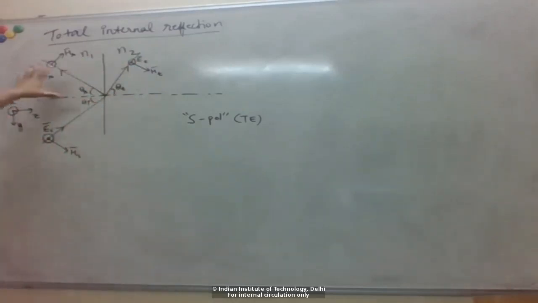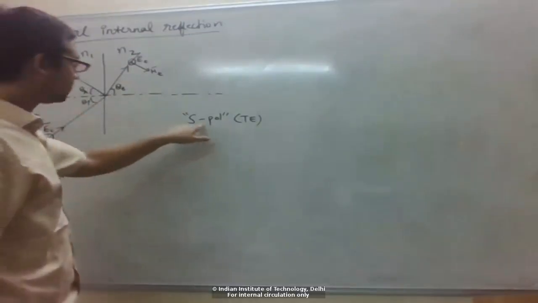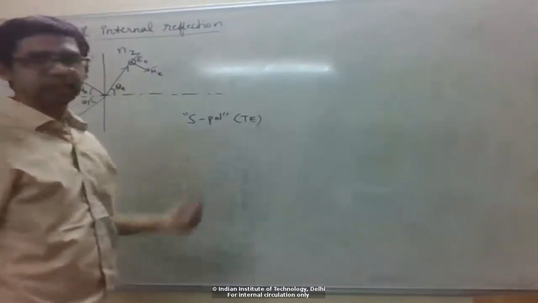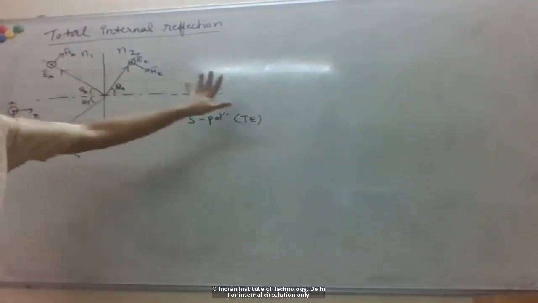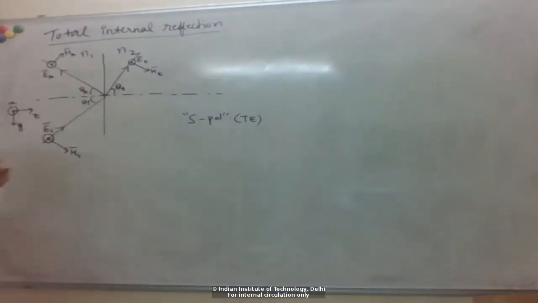So in this configuration that I've shown here, the electric field is pointing out of the board, normal to the plane of incidence. That configuration is known as S polarization, or transverse electric, which means that the electric field is transverse, or normal, to the plane of incidence, and the magnetic field lies in the plane of incidence. Again, E cross H gives me the direction of propagation of the wave.